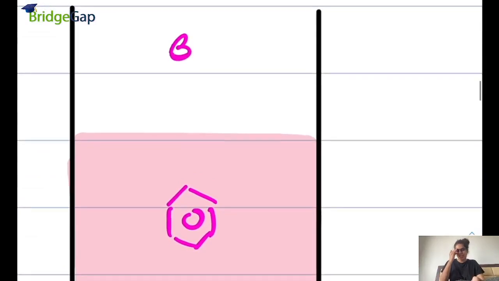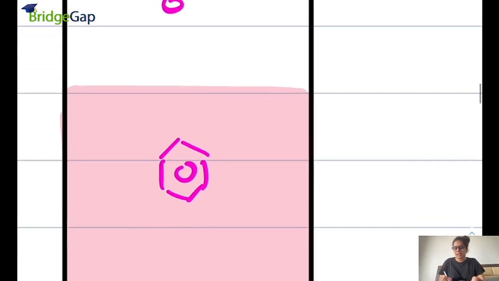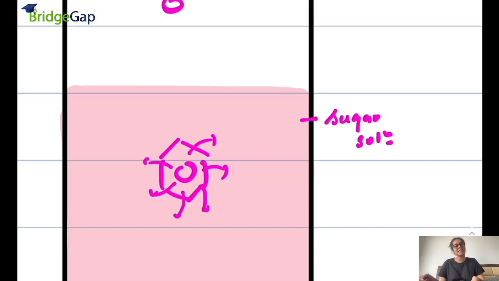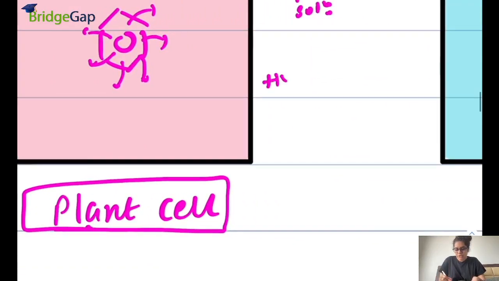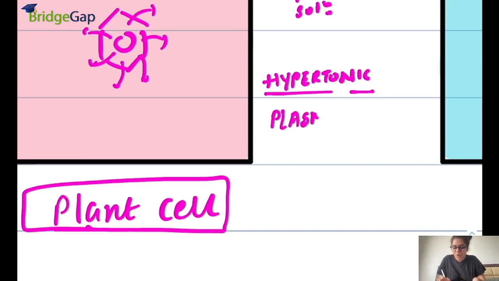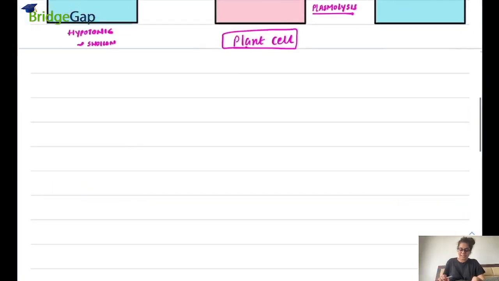In the second situation, when I'm saying that the plant cell is kept in the sugar solution, let's say sugar solution. Now you tell me, what will happen? You will say that, ma'am, in this condition, water will be going out of the cell. Here, instead of using the word shrink, which I used over here, of course, the type of solution is hypertonic only. But here I'm not going to use the word shrink. The word which I'm going to use over here is plasmolysis.